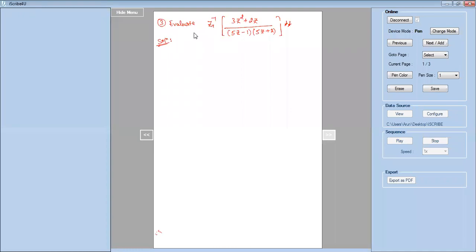So we start third problem. Evaluate Z transform inverse of (3z² + 2z) / ((5z - 1)(5z + 2)). So one of the important problems, this is repeated many times in the exam. I'll put a 2-star mark for this. So this is the problem given, and here also you can observe that.